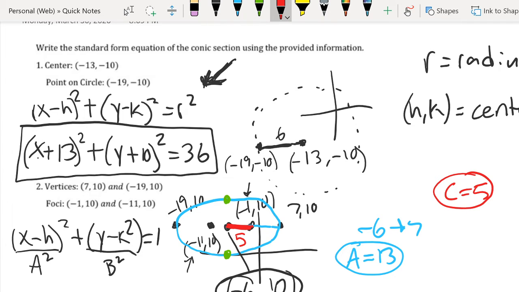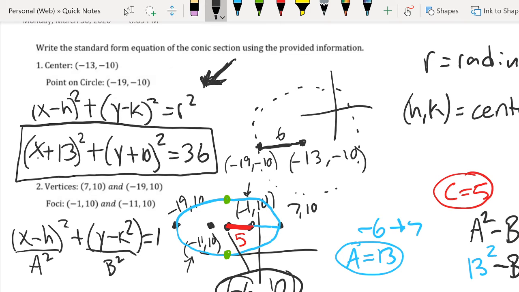Okay, well now what do we do with that? Well, there's an equation. It's basically like the Pythagorean theorem, but instead of a squared plus b squared, it's a squared minus b squared. a squared minus b squared equals c squared. And we're going to solve for b, because we don't know b. We know a, and we know c, but we don't know b. a is 13, so 13 squared minus b squared equals c squared. And now we just solve for b.